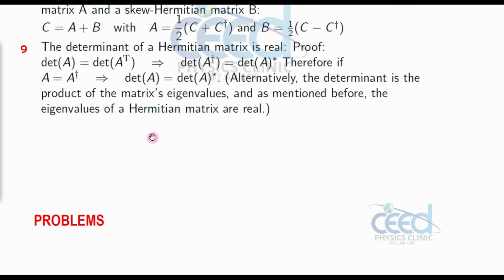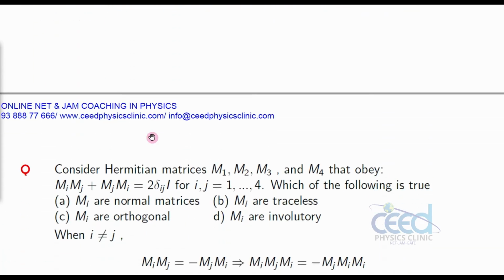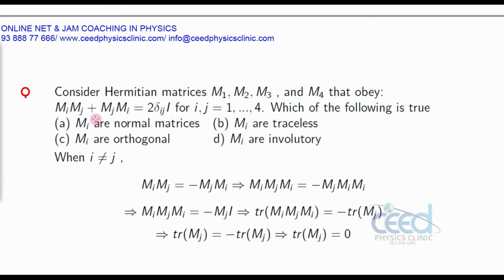Now let us go to some problems. See, here you have been given a problem. Consider Hermitian matrices M1, M2, M3 and M4. So these are all Hermitian matrices. They obey the relation MiMj plus MjMi is equal to 2 delta ij I, where i and j vary from 1 to 4. Which of the following is true? So that is given, and you have been given 4 options.